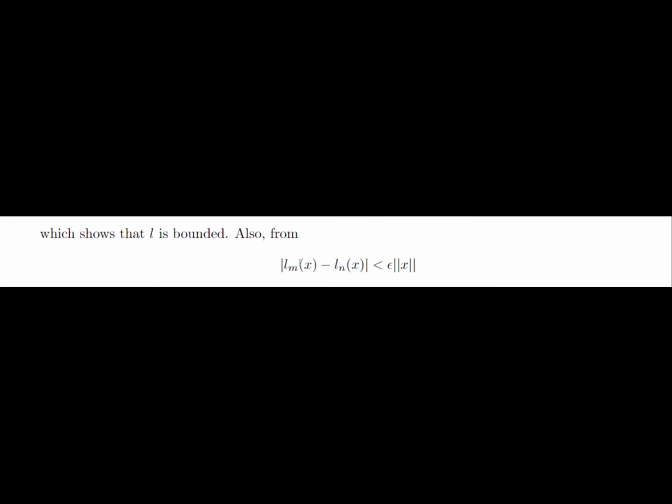Okay, and so for each x, ln of x converges to L of x, so I can take the limit and I obtain that, which means that my linear functional is in fact bounded. So it remains to prove that in fact ln converges to L for the dual norm. But this comes so now since I have this, I can take the limit again with one of the indexes, and I get that, and this means that for all epsilon, the norm of ln minus L is less than epsilon, which means that in fact ln converges to L when n goes to infinity.